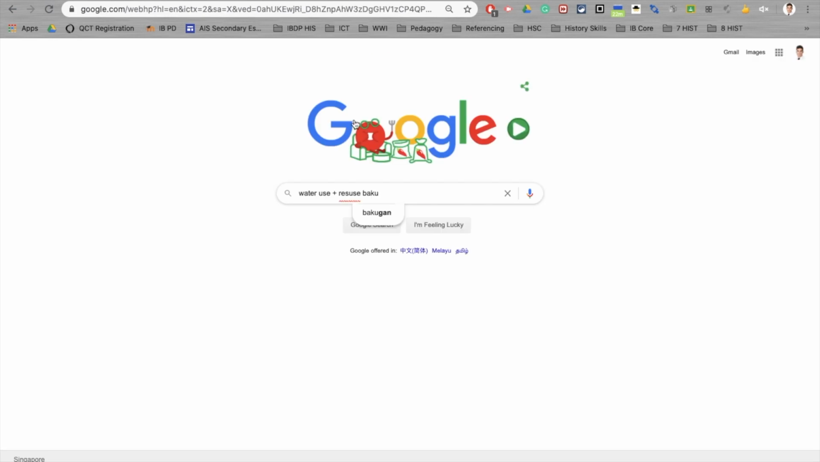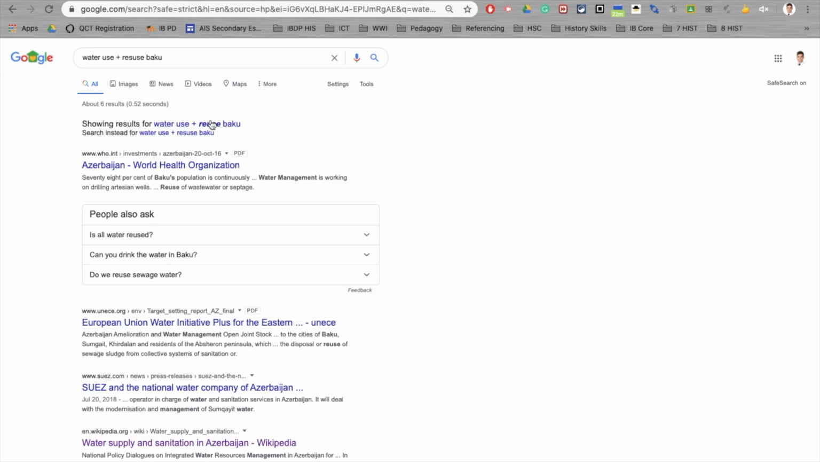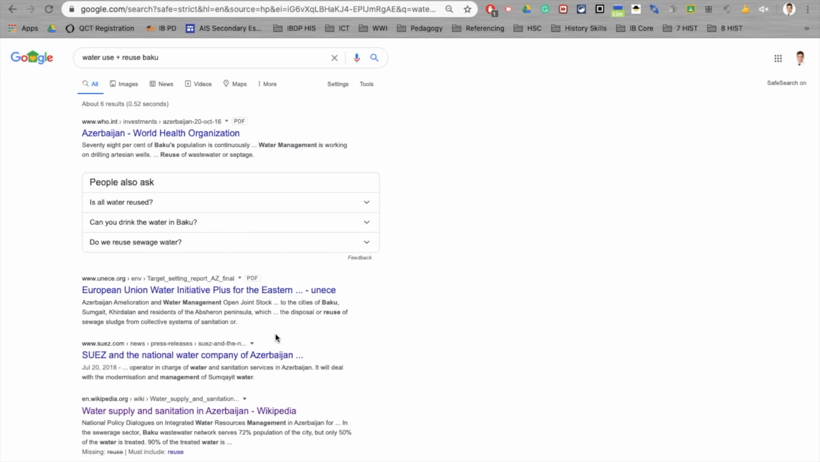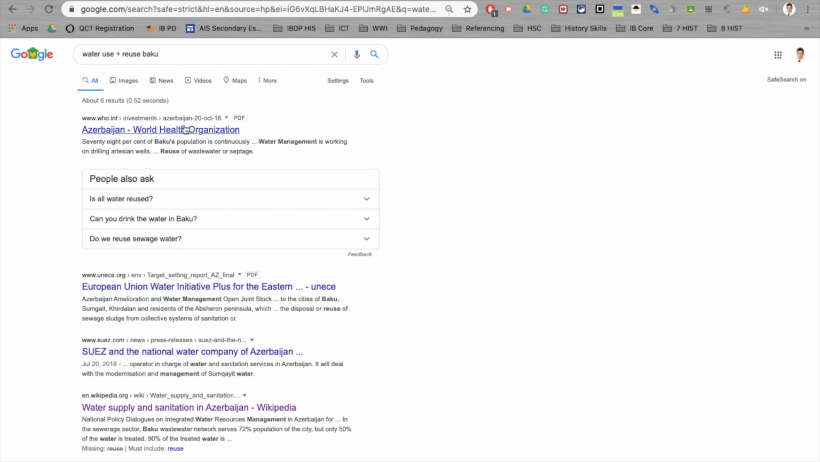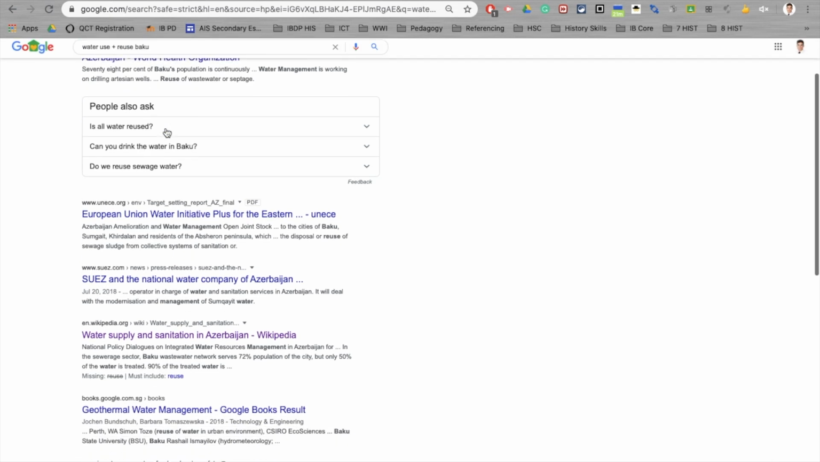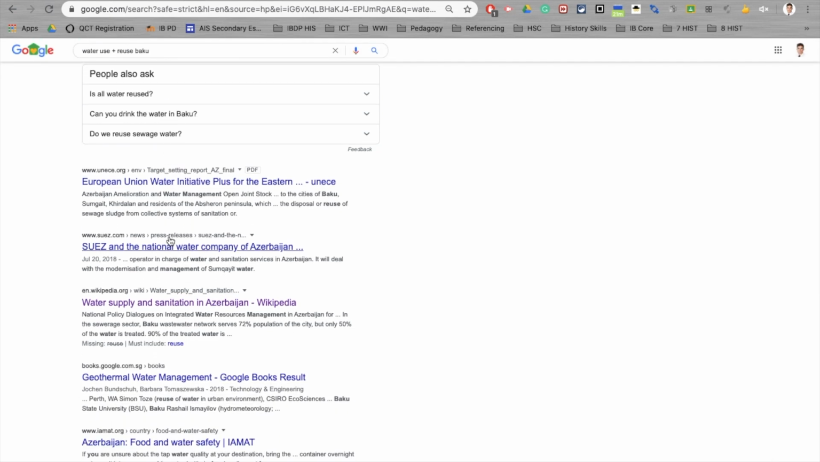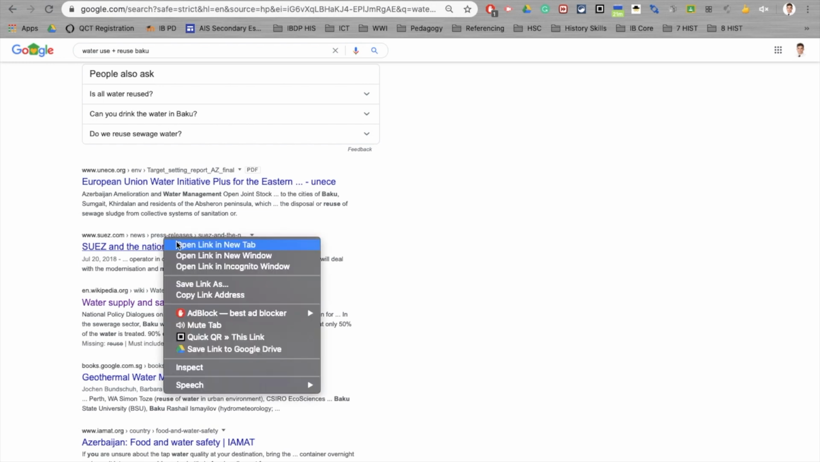So you should try to look for government publications or websites that have been published by organizations. Let's do one more search, let's look for water use and reuse in Baku. Instead of writing "and", we can just use a plus sign because then it'll look for both of them. Make sure you spell it right. So we've got information from the World Health Organization here. We have more information, looks like a news article here. Let's have a look at that.